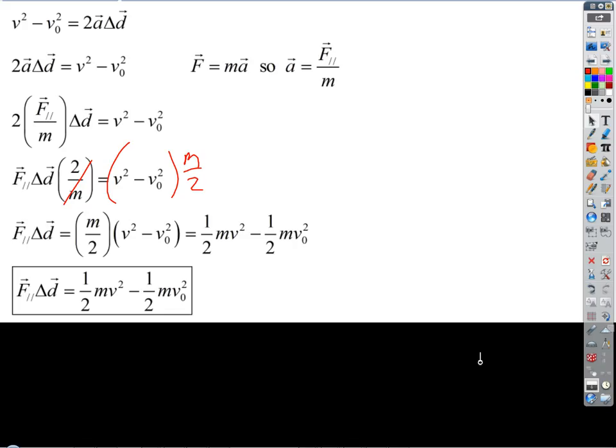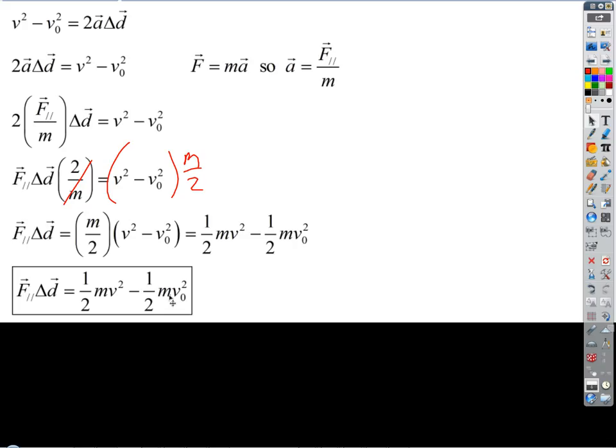The force in the direction of motion times the displacement through which that force acts is equal to 1/2 mv squared minus 1/2 mv naught squared, right? That 1/2 mv squared must be something significant, right? That must be, because think what we did there.